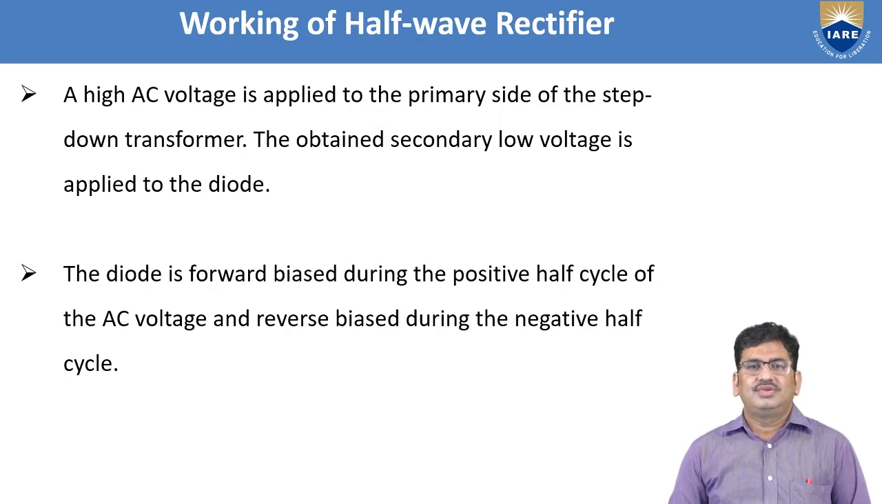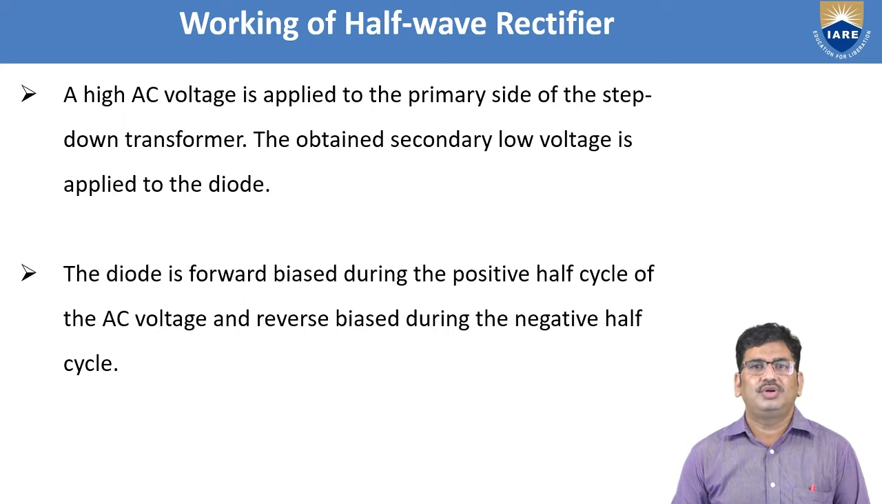So in conclusion, the half wave rectifier working we can conclude as follows. A high AC voltage is applied to the primary side of the step down transformer. The obtained secondary low voltage is applied to the diode. The diode is forward biased during the positive half cycle of the AC supply and reverse biased during the negative half cycle.